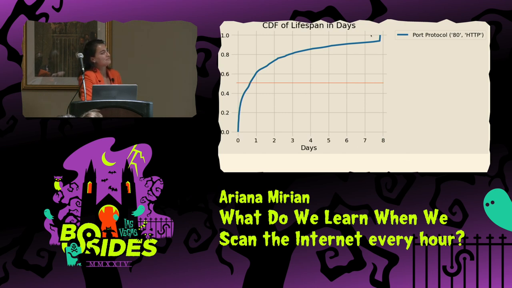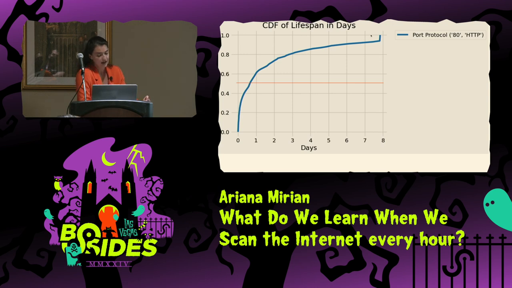Sorry. So this is a CDF, or a cumulative distribution function. This is essentially a distribution of your data of interest. The y-axis is from 0 to 1, but you can map that to percentiles, and the x-axis is your metric of interest. For us, it's days. And like I said, we ran this experiment for about 7.8 days, because that's when I cut off the scans.